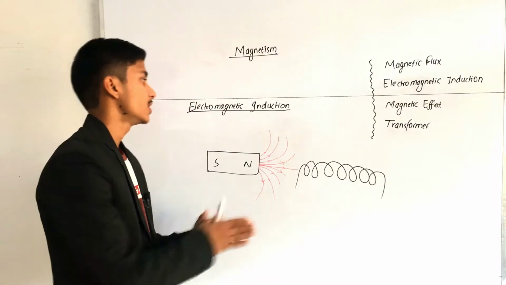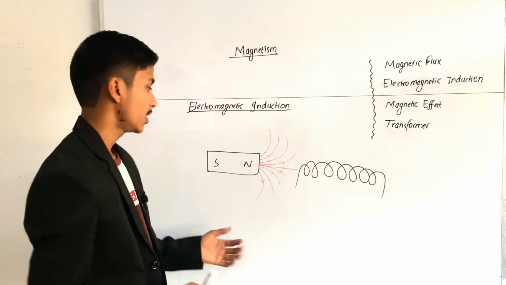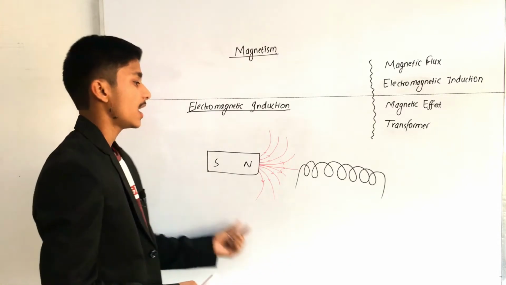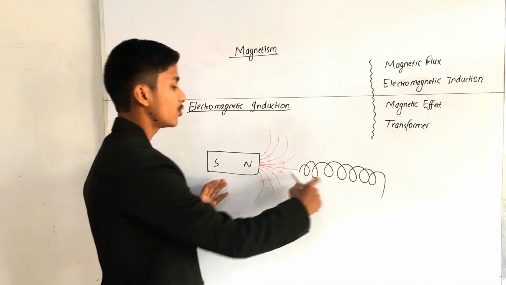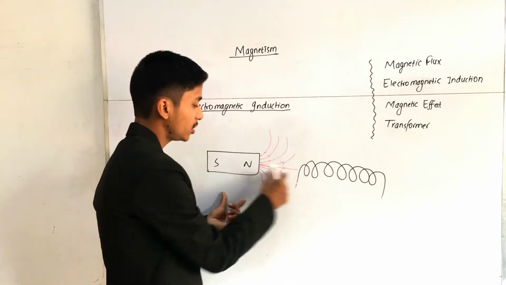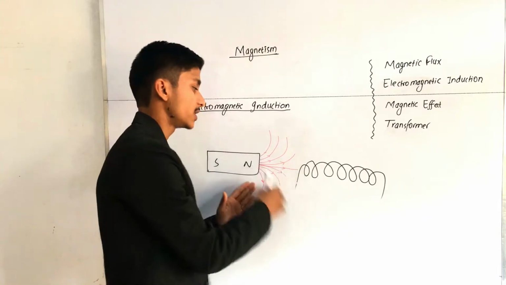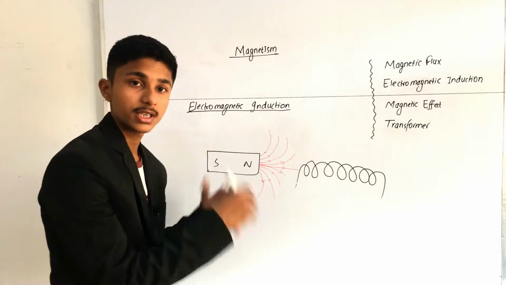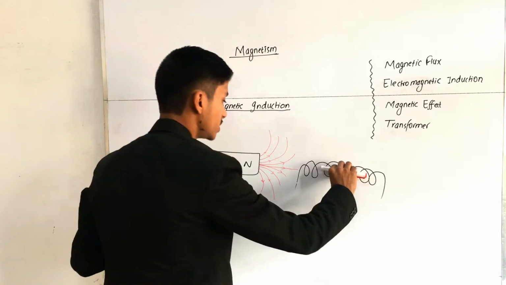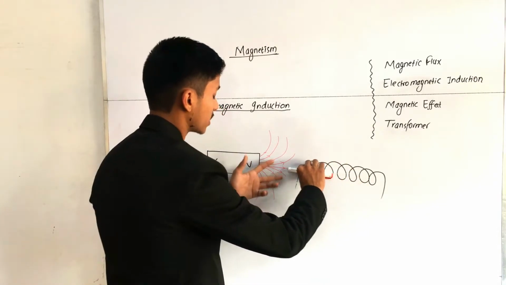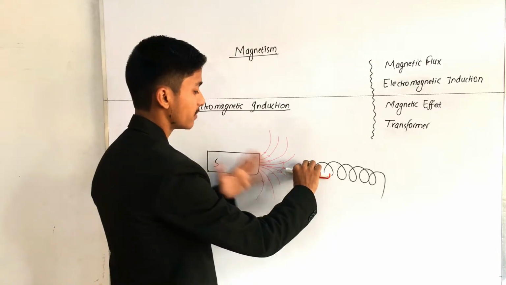Now we know about electromagnetic induction. This is the figure: a bar magnet and a coil. What happens when the coil is brought near this magnet? Then the magnetic flux gets changed. Suppose this is a coil; when it is brought to this side, in contact, the magnetic flux gets changed. This coil affects the magnetic flux.